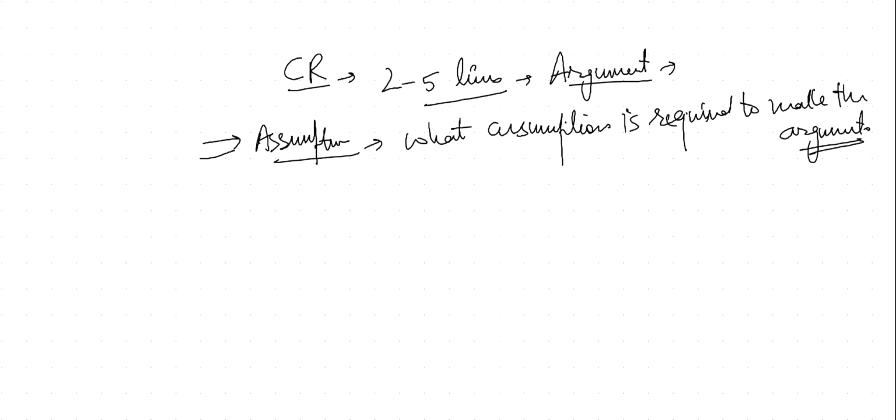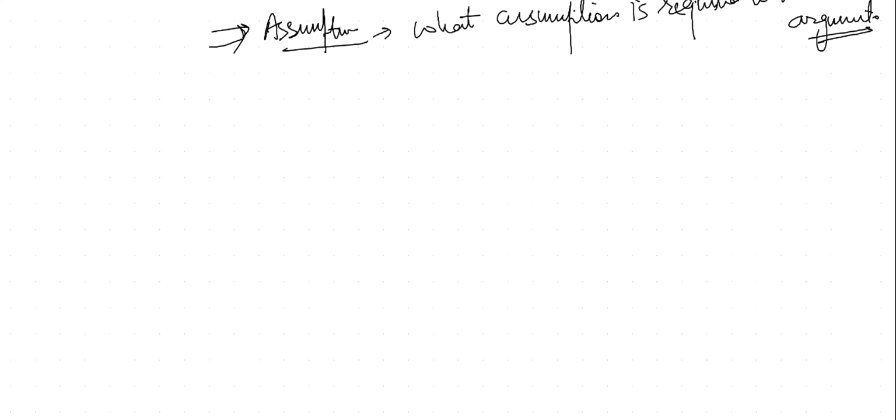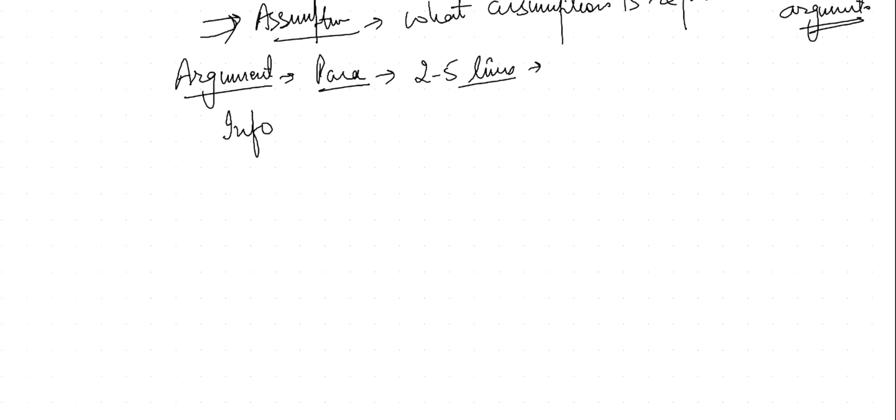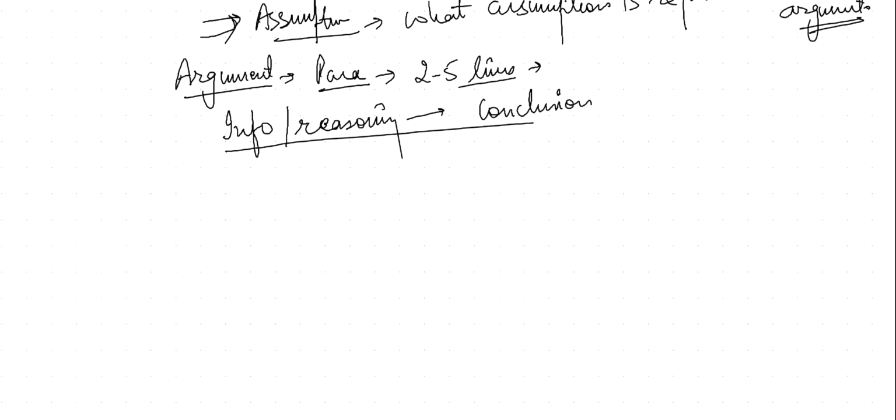So first, we need to understand what is the argument. Argument is nothing but the paragraph given to us, the 2 to 5 lines we're talking about. That's what we're calling the argument. See, when you make an argument, what do you do? You use some information, you use some reasoning to arrive at some conclusion. This whole thing is called argument.